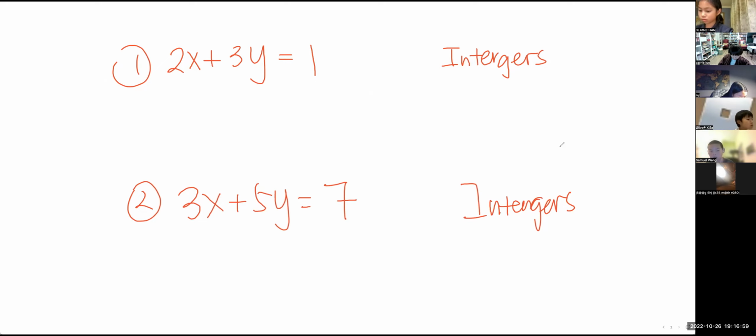Does x and y have to be different? No, it doesn't have this criteria.